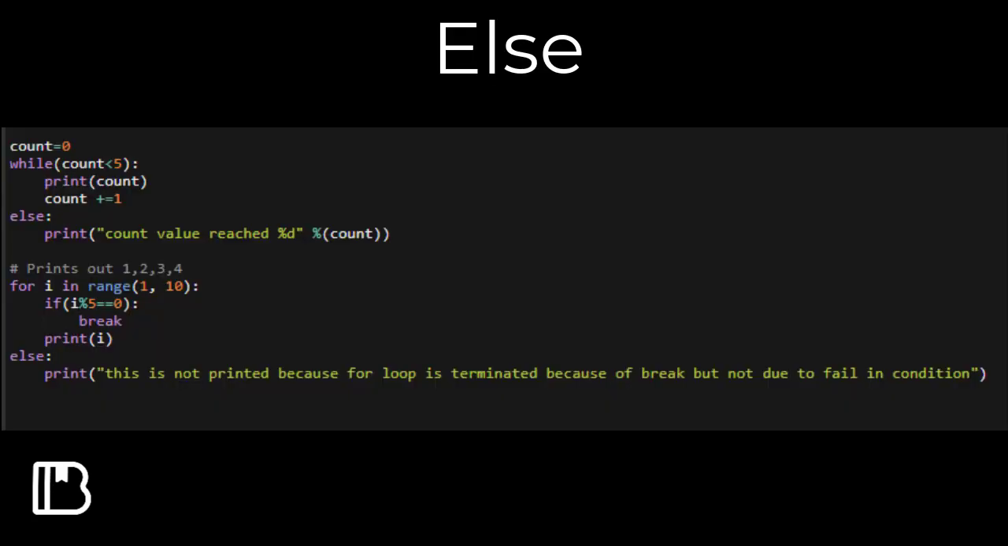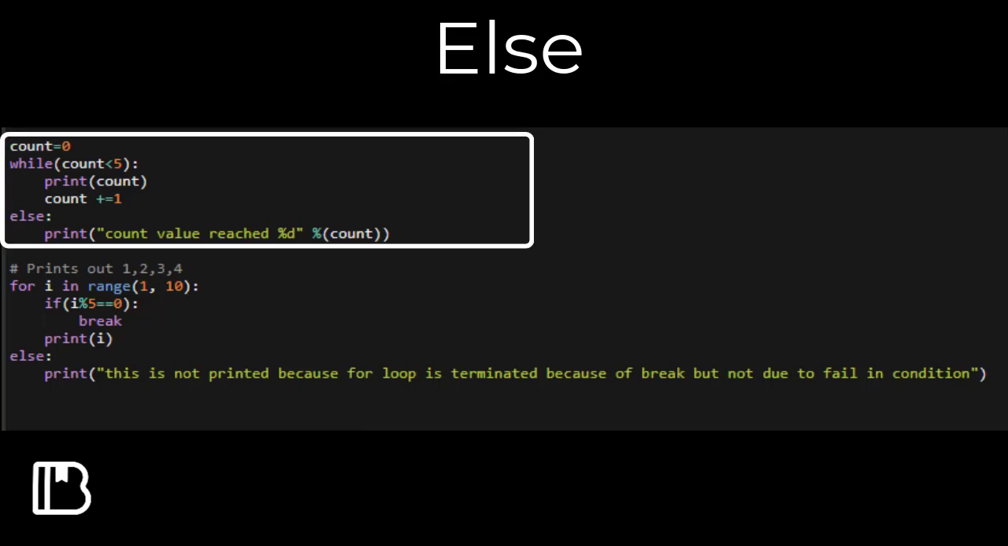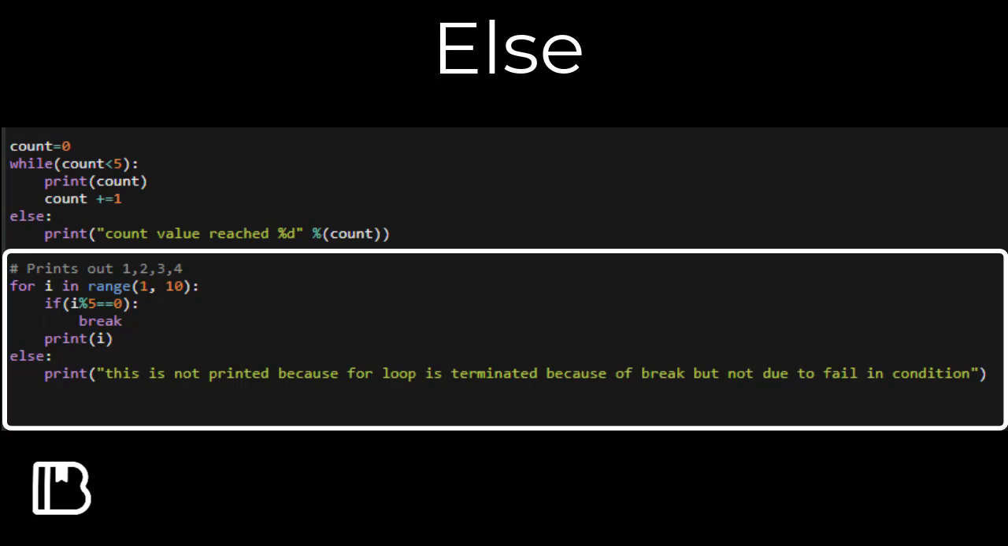Lastly, let's examine the else statement used in conjunction with loops. Here we see two examples. In the first, the else statement is printed at the end of the loop when the count is no longer less than 5. The else is used to print out a notification that we have reached our target. In the second example, the else will not be triggered as the break statement will terminate the loop first.